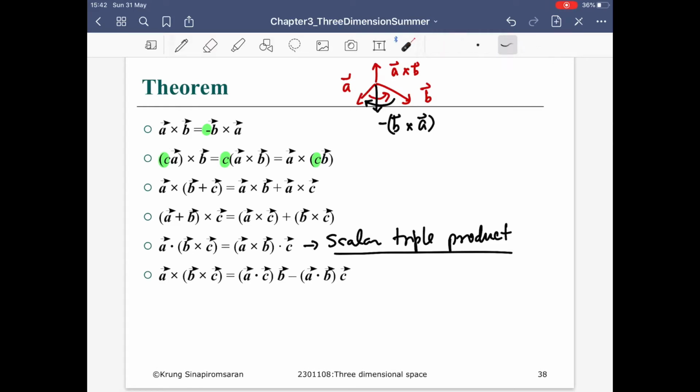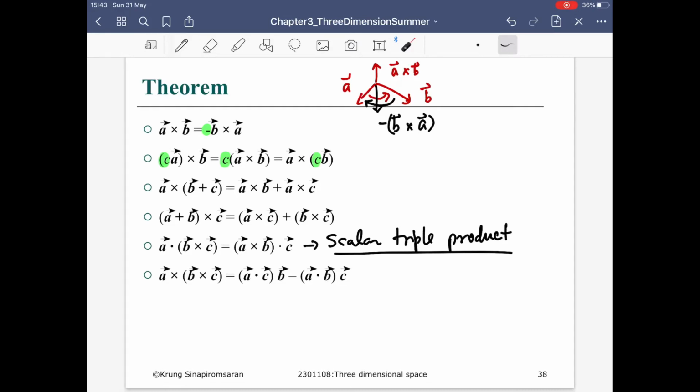However, if you do A cross B cross C, this one is not associative. It is going to be A cross C, and this is a scalar, and then this scalar multiplies with B. And then it will be A dot B, this is another scalar, and this scalar will multiply with C. So this one, don't forget, this is a dot, this is a dot, and after doing the dot product you are going to subtract these two vectors together.